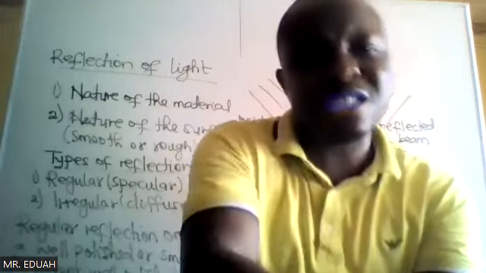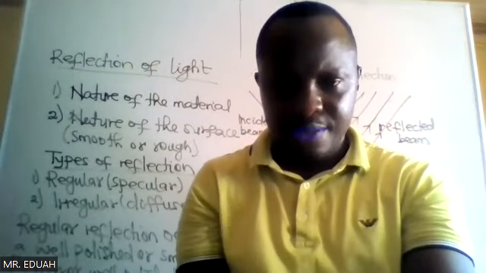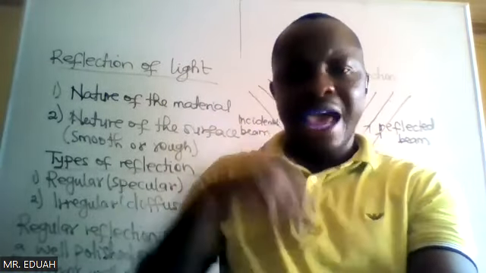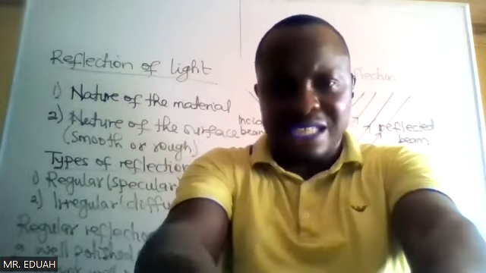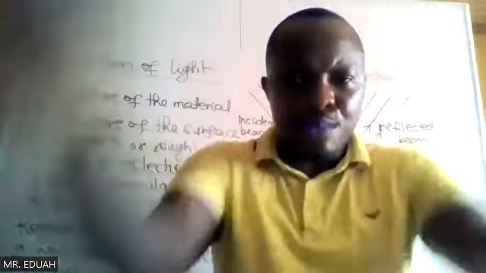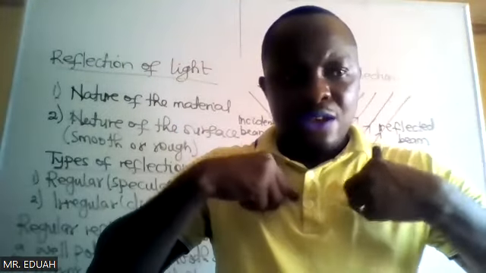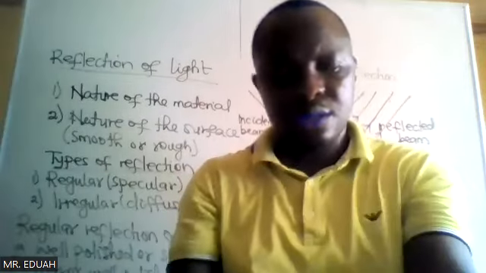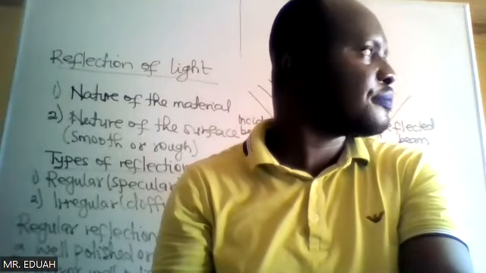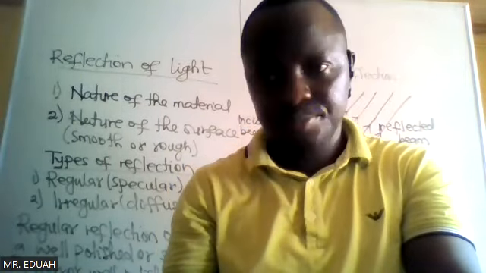So when the surface is so smooth, light reflected from the body hits the surface, and a virtual image or real image of whatever reflected the light is formed. Am I okay?